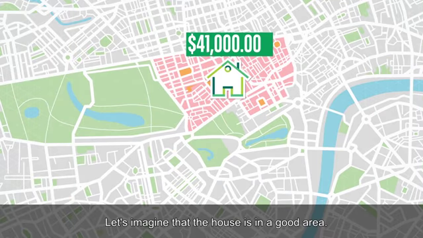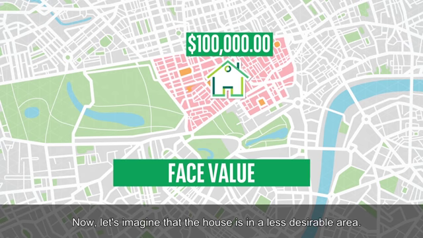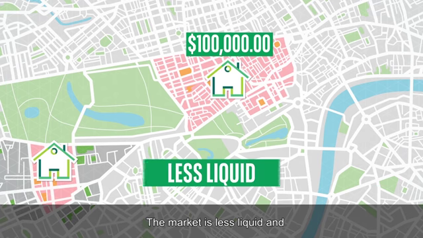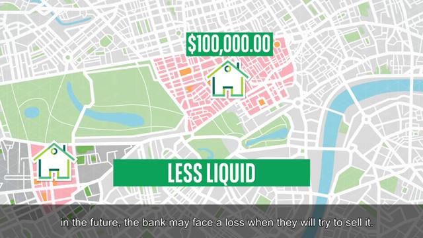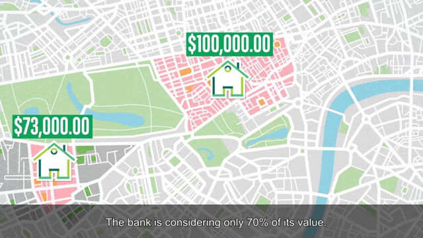Let's imagine that the house is in a good area. It can be usually sold at face value. Now, let's imagine that the house is in a less desirable area. The market is less liquid and, in the future, the bank may face a loss when they'll try to sell it. The bank is considering only 70% of its value.